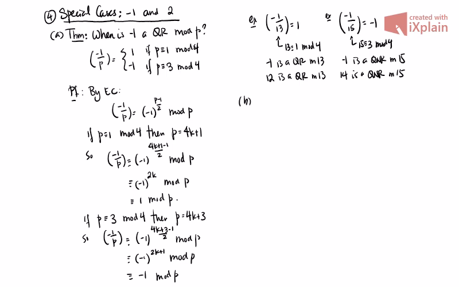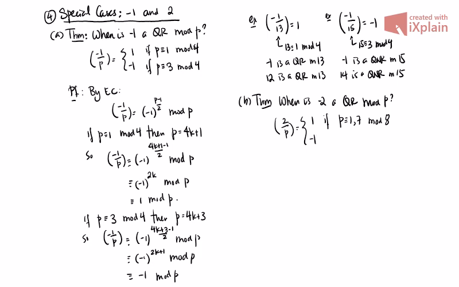The other one I want to give, and this one I won't prove because it's fairly lengthy, is the theorem for when 2 is a quadratic residue mod p. It turns out that 2 over p, again two cases, is 1 if p is congruent to 1 or 7 mod 8, and negative 1 if p is congruent to 3 or 5 mod 8. The proof I'll omit because it's long.